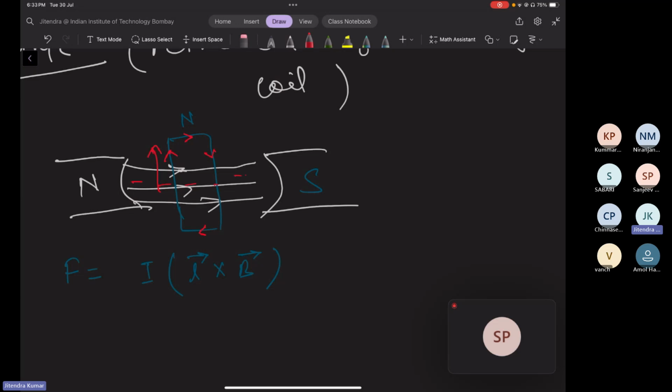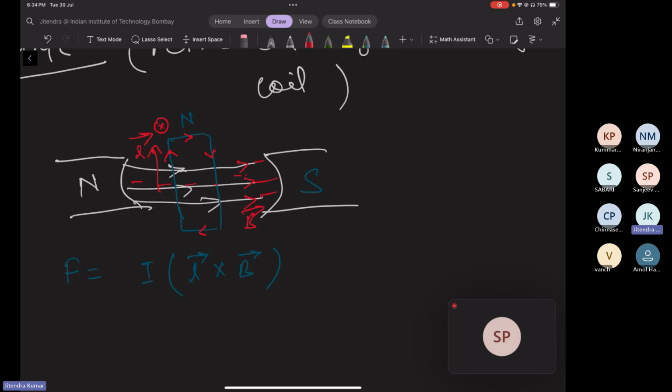This is B, right? Because the magnetic field is established in this direction. So this is the B vector, this is the L vector. So L cross B, if you curl your fingers like this, the force will be in which direction? Inside. This is L, this is B, the force is inside.